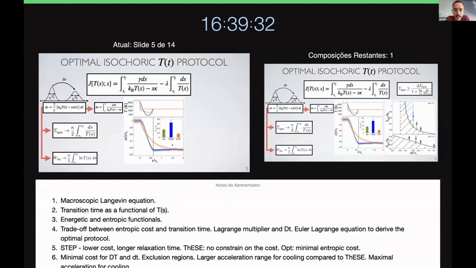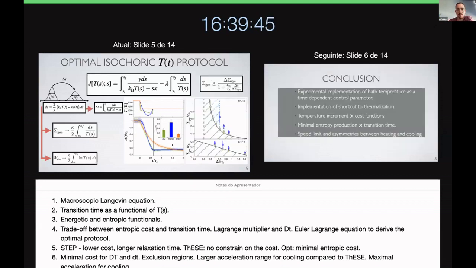And you can compare here this thermal quench and the optimal one, both accelerating at the same rate. They are able to make your system reach an equilibrium state faster, but the optimal strategy decreases the entropic cost. And by this approach, we are able to unveil more asymmetries between heating and cooling processes.